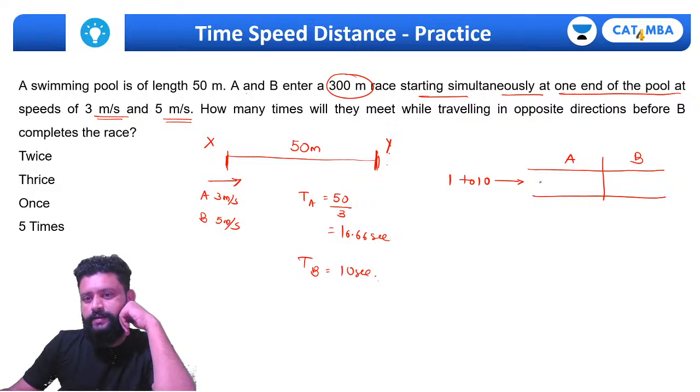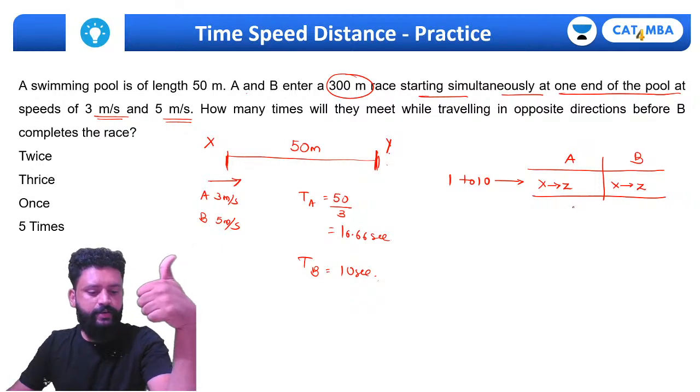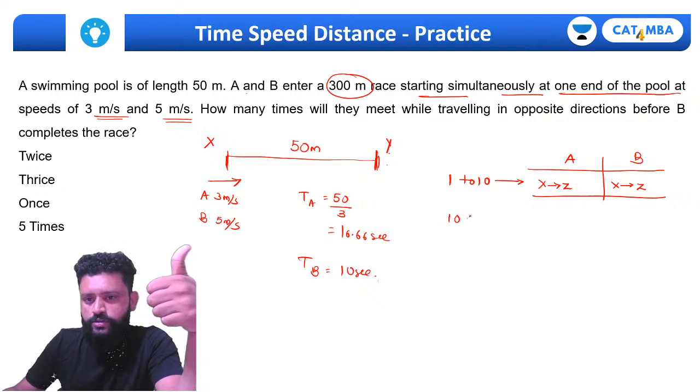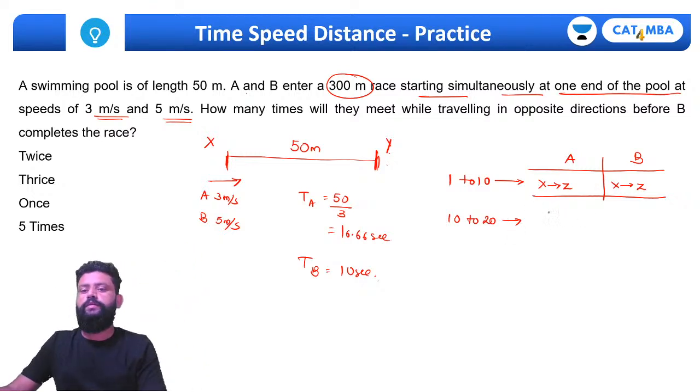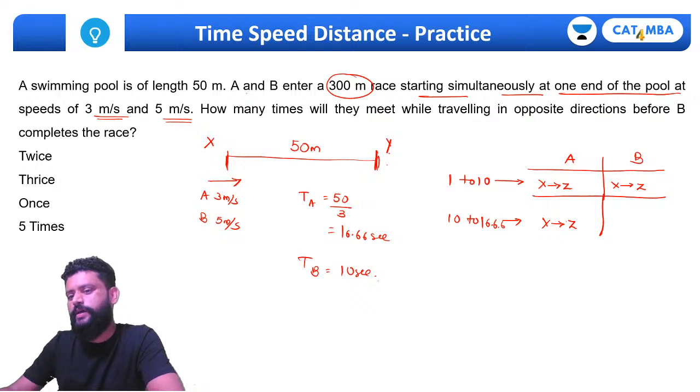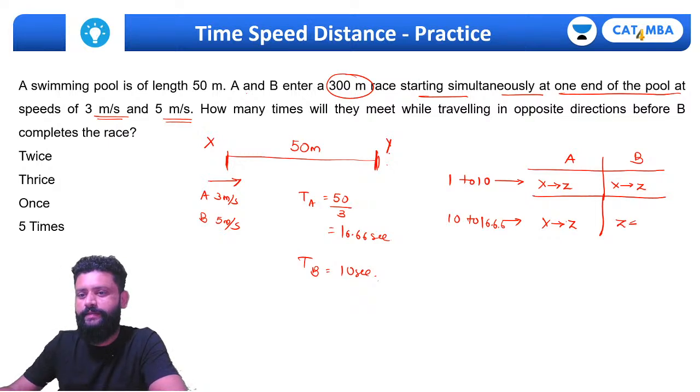1 to 10 seconds तक ये x to z जा रहा है, B भी x to z ही जा रहा है. Am I right? Have you understood this part? Then 10 seconds to 20 seconds. 10 to 20 लिखने से अच्छा मैं लिखता हूँ 10 to 16.66 seconds. जब तक 16.66 चल रहा है तब तक तो A जो है वो x to z जा रहा है, बट अभी B जो है वो z to x आ रहा है.